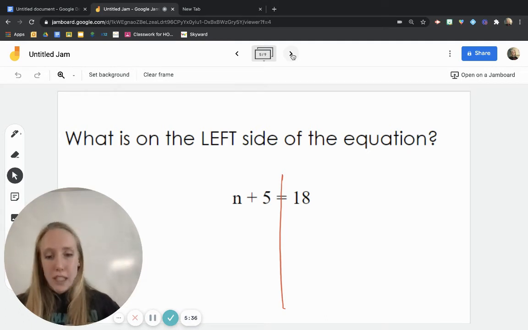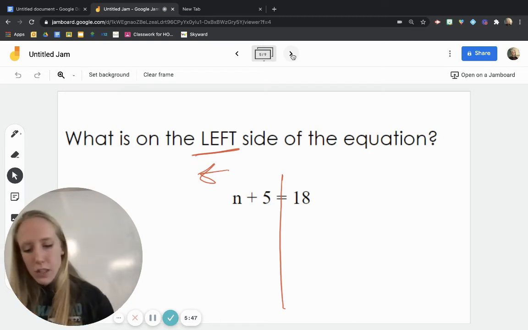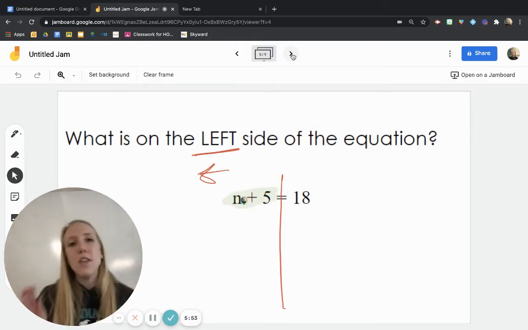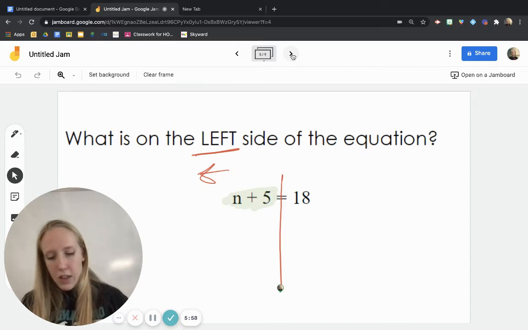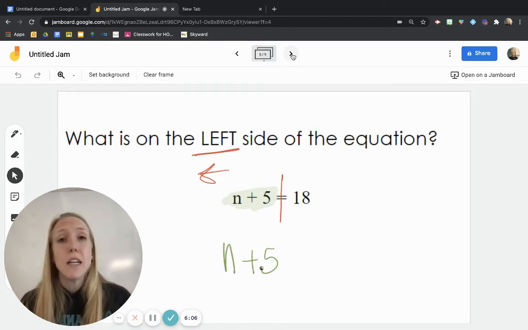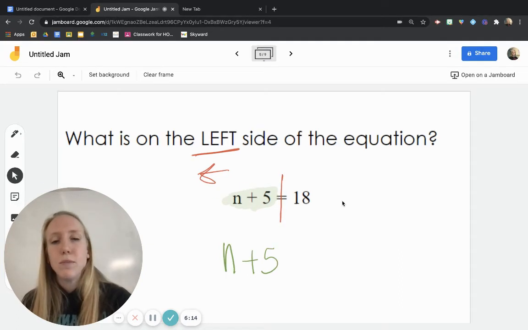So this question says, what is on the left side of the equal sign? Remember that left is that way. So what is on the left side of the equal sign here is this whole chunk. That's on the left side of the equation. If I was going to answer this, I would say that what is on the left side of this equation is n plus 5. So I might ask you sometimes in class, what's on the left side of the equation? And you would answer for this one, n plus 5. The whole thing, n plus 5.